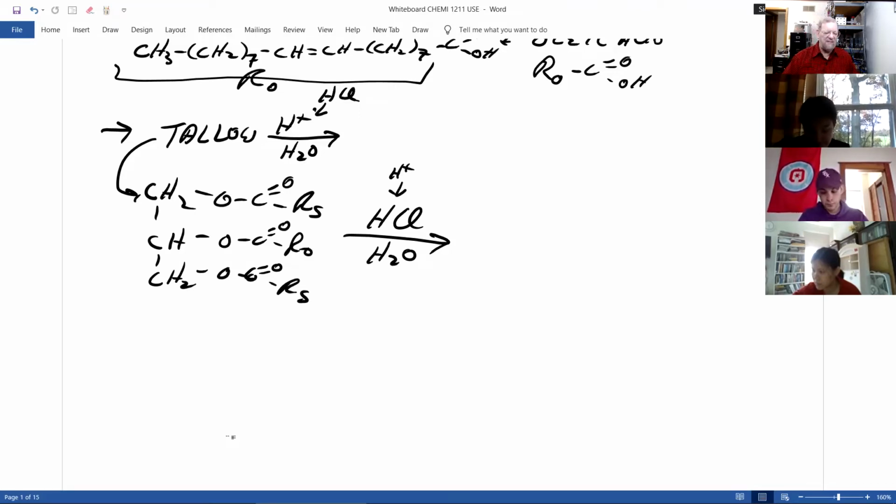And remember, I promised the other day, no new reactions. So remember, the general reaction is, and fat, when you're writing a fat or oil, we write it backwards. Oil chemists do that.